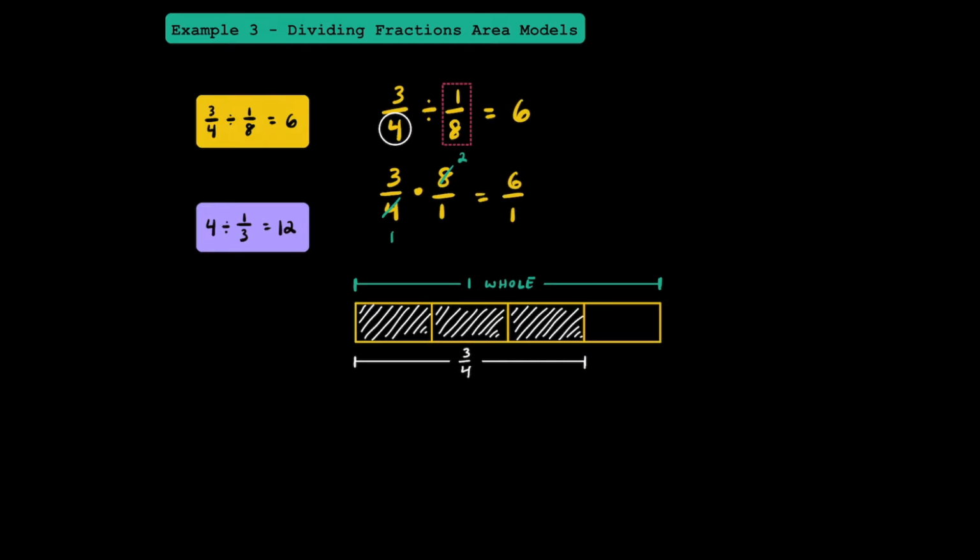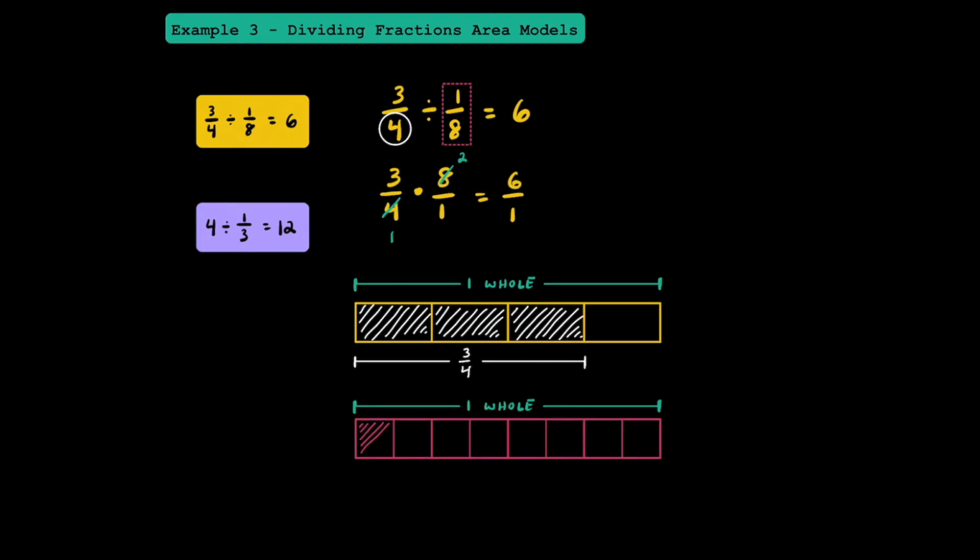Now let's consider the 1/8. Remember, division is just asking us how many times does the second number, or in this case 1/8, fit into the first number, which in this case is 3/4. Here I take the same size whole and I divided it into 8 equal parts, making eighths. This right here represents 1/8.